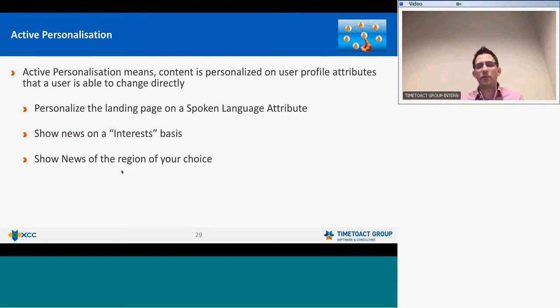Or show news based on the region of your choice. Let's say you are a European employee and you have to work for about a month in the US. So you are in Europe, but the US news in your company are more relevant to you than they were before. And you use a region of your choice property in your profile to achieve that.